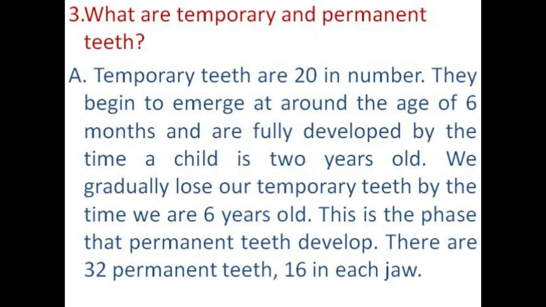Third question. What are temporary and permanent teeth? Temporary teeth are 20 in number. They begin to emerge at around the age of 6 months and are fully developed by the time a child is 2 years old. We gradually lose our temporary teeth by the time we are 6 years old. This is the phase when permanent teeth develop. There are 32 permanent teeth, 16 in each jaw.